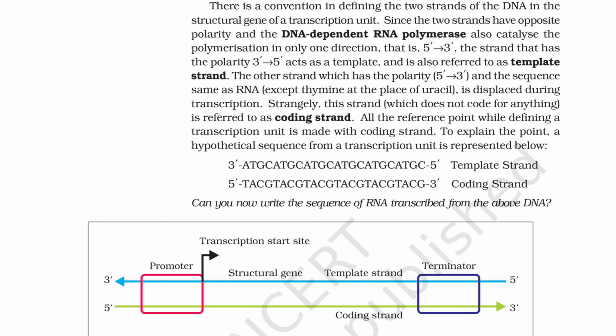To explain the point, a hypothetical sequence from a transcription unit is represented below. 3' ATGC ATGC ATGC ATGC ATGC ATGC 5', template strand. 5' TACGT ACGT ACGT ACGT ACGT ACG 3', coding strand. Can you now write the sequence of RNA transcribed from the above DNA?